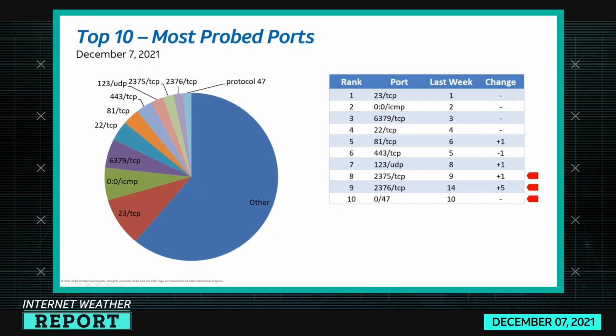ICMP is probably just some noise. 6379 is Redis, which is like a memory cache database. We're going to take a closer look at that one as well. You've got SSH, you've got a web port. 81 TCP is another alternate web port we see a lot. 443 is HTTPS. The 123 UDP is a little interesting.